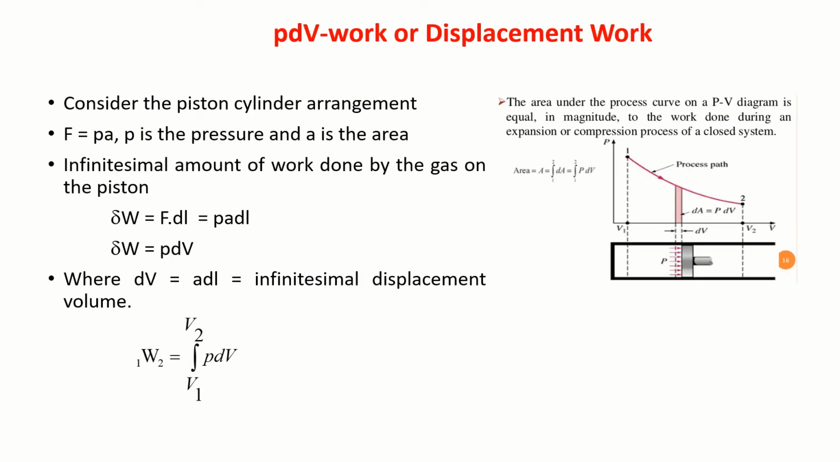So what is this PdV work or displacement work? As I mentioned, work is nothing but force into distance traveled. Force into distance traveled. Let us assume a system is executing a quasi-static process. Assume that initially the piston was here.